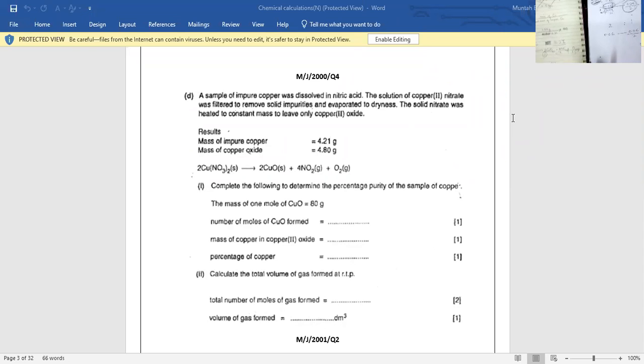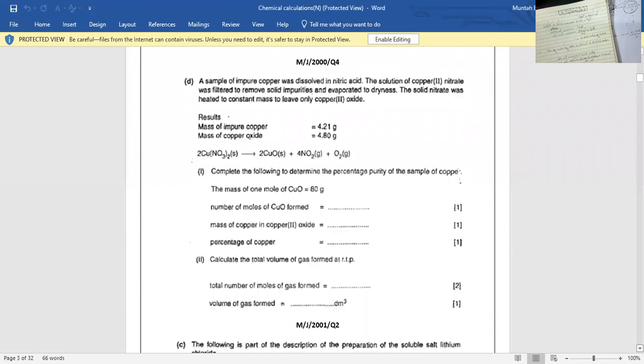So you understood, right, how we calculated the number of moles of gases, 0.15. Yes, miss. Multiply that by 24 and we get the volume of gas. Now next question. You guys have the worksheet.